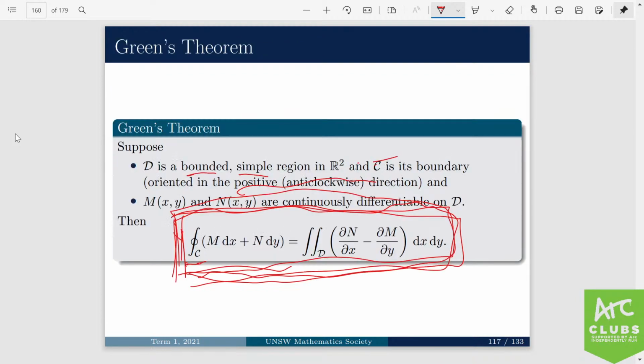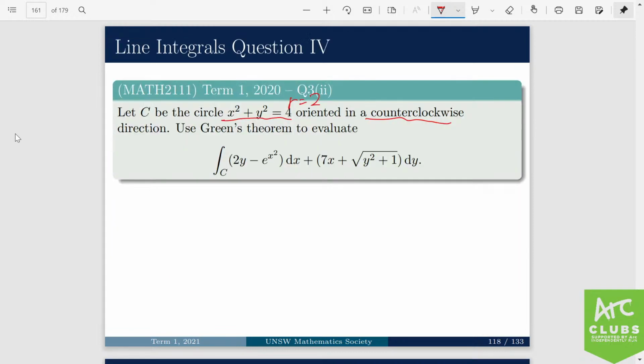Right, so in order to evaluate, we just need to differentiate. So we swap these around, take the derivative of N with respect to x minus M with respect to y. So here you can see that this is M, and this is N. So this would be equal to the double integral over D, where D is the region inside this circle. And we differentiate N with respect to x, so that's just 7. This is a partial derivative, there's no x here, so it's just 7.